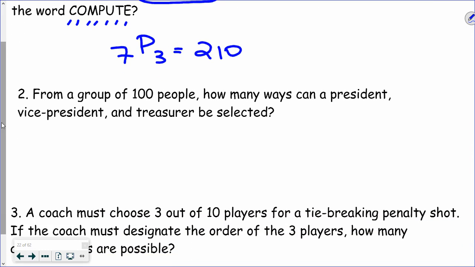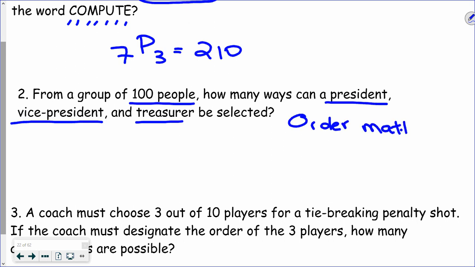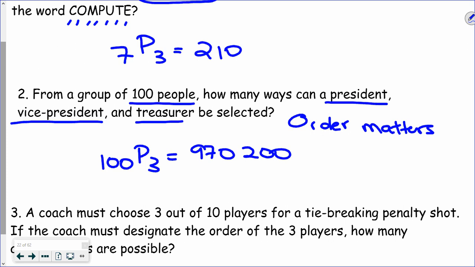The next one says, from a group of 100 people, how many ways can a president, vice president, and treasurer be selected? Well, the order matters. Being president is different than being vice president, which is different than being the treasurer. So order matters. When order matters, I use a permutation. I have 100 people to pick from. I need to pick just 3. So how many ways can we do this? 970,200 different ways.